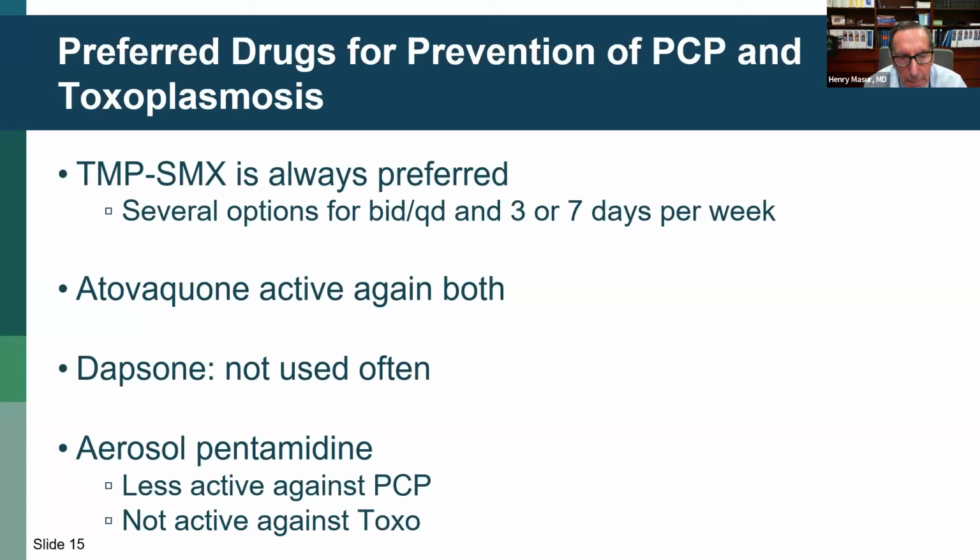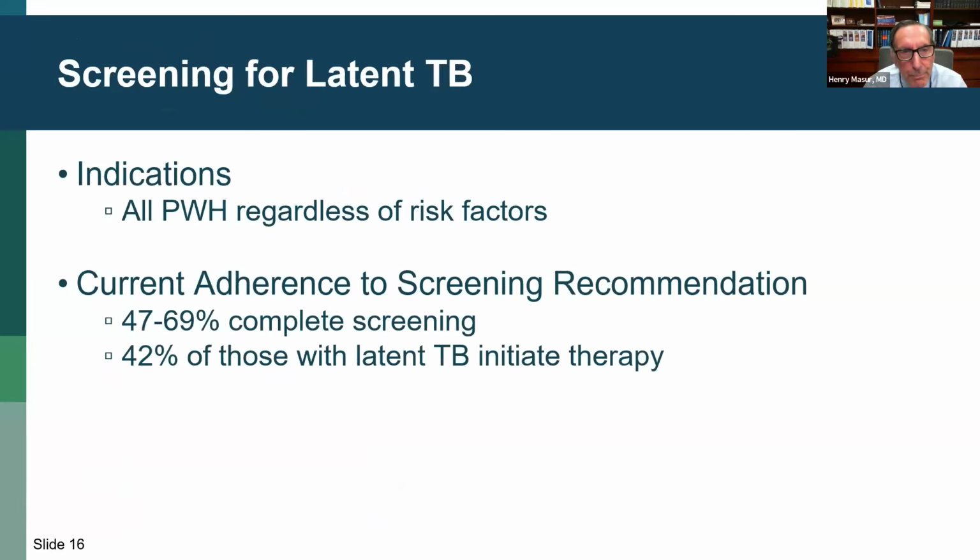I don't think many people use dapsone for a variety of reasons anymore. And the one thing to remember about aerosolized pentamidine, really two things to remember, is number one, it is a very good prophylactic agent, but not as good as trimethoprim sulfa and probably not as good as atovaquone, although the studies would say they're equivalent. And aerosolized pentamidine is specifically not active against toxo. So if you have somebody who has less than 100 CD4 counts and they're IgG positive, you're going to have to think, if you're using aerosolized pentamidine, what you might want to add for toxo. And there are not a lot of good options in that situation if you can't use atovaquone.